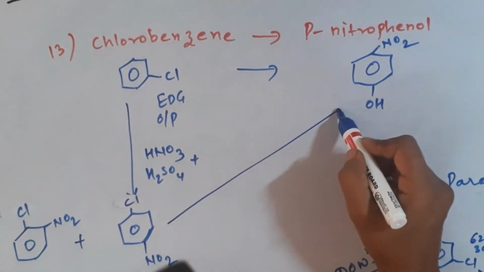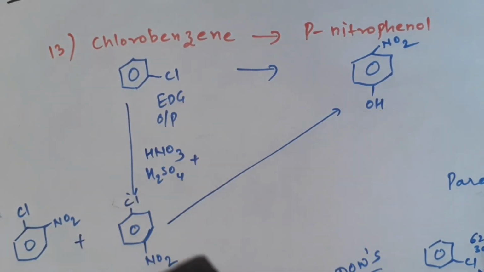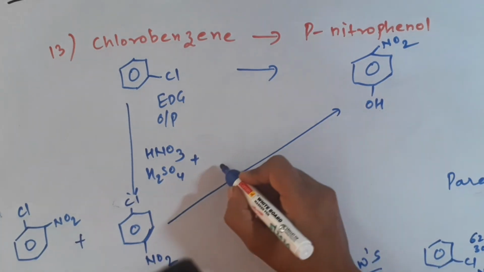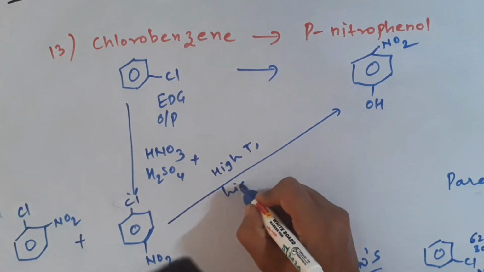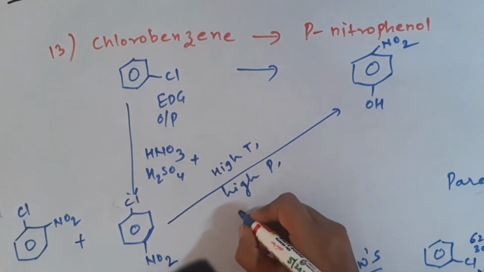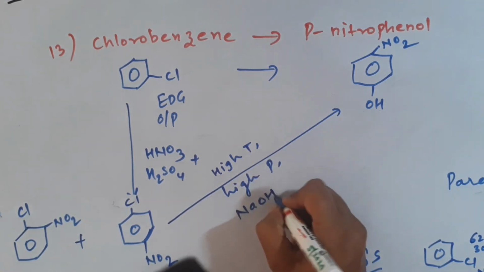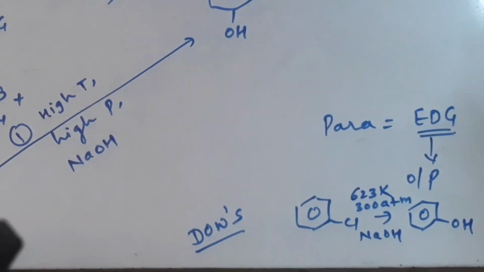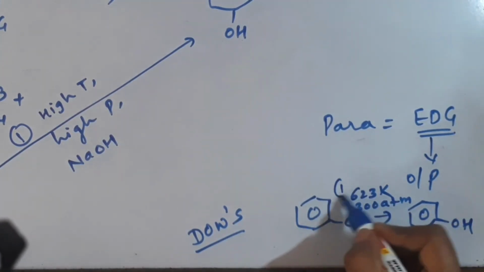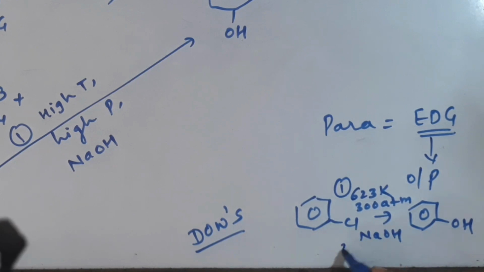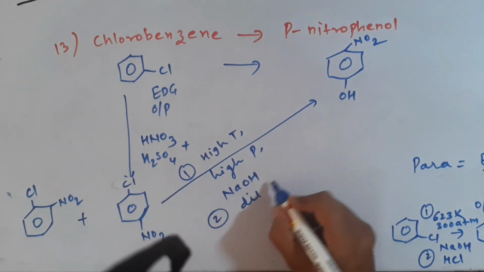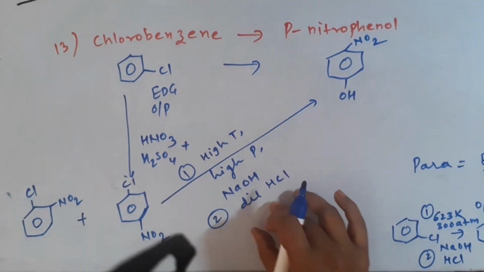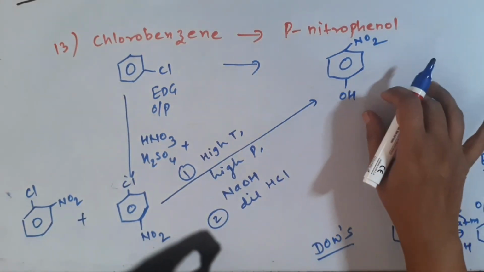And now directly you jump from here, you break the Cl and attach the OH. We keep a little high temperature, a little high pressure, and the presence of sodium hydroxide also. So this is the first step, because directly you will not get this. First step you will get a salt, and in the second step you have to add acid also in Dow's process. So directly in exam we will write dilute HCl or simply H plus, and you will get phenol.